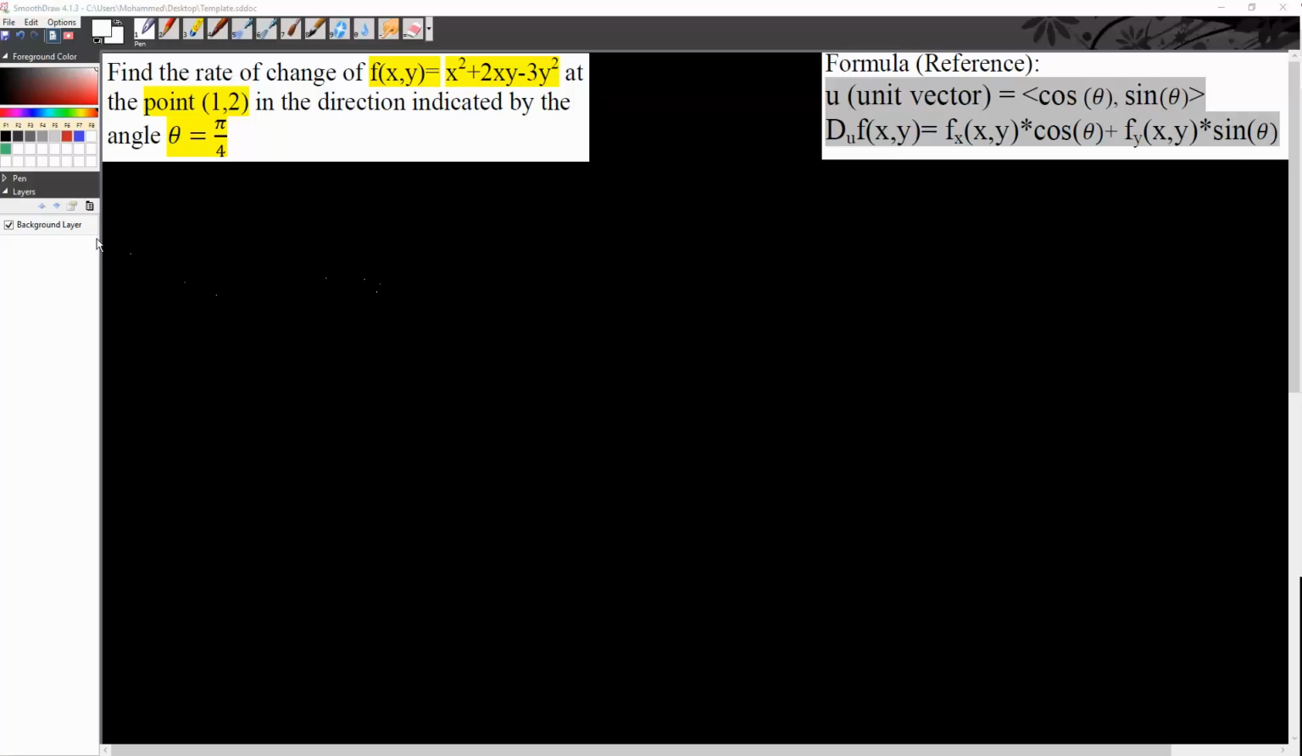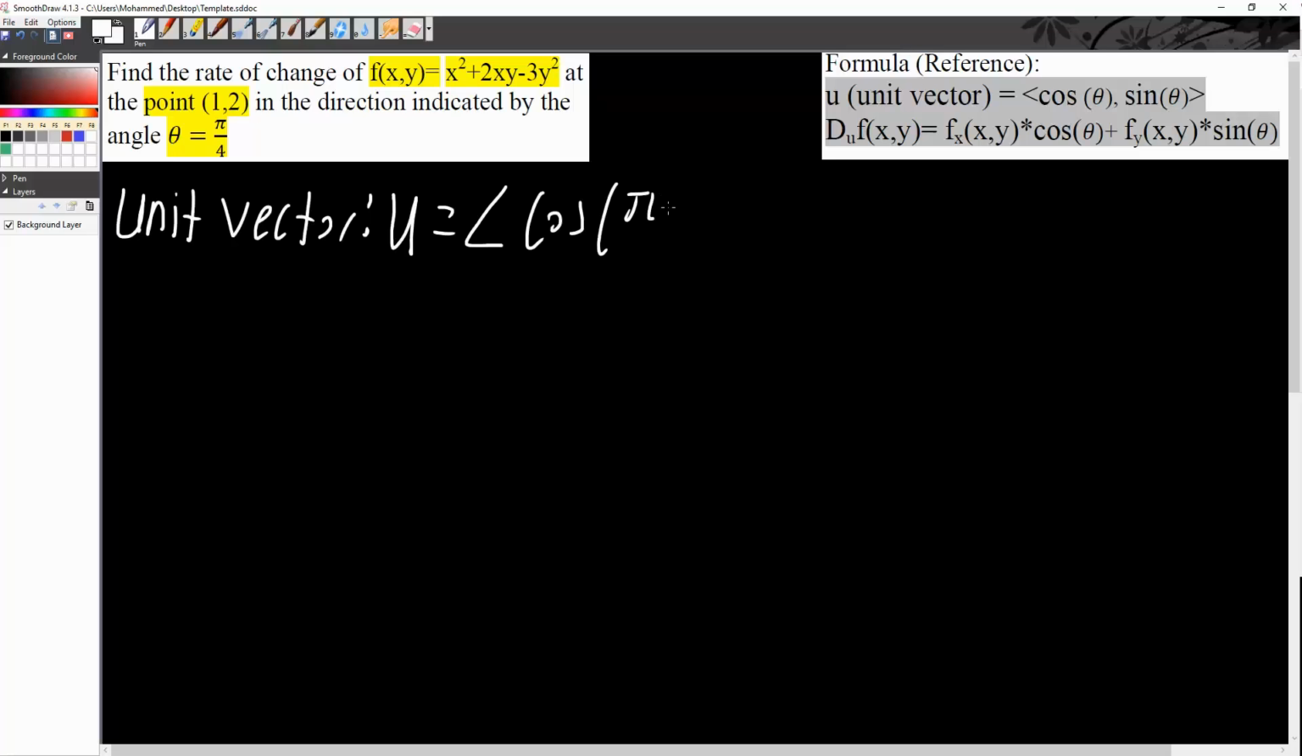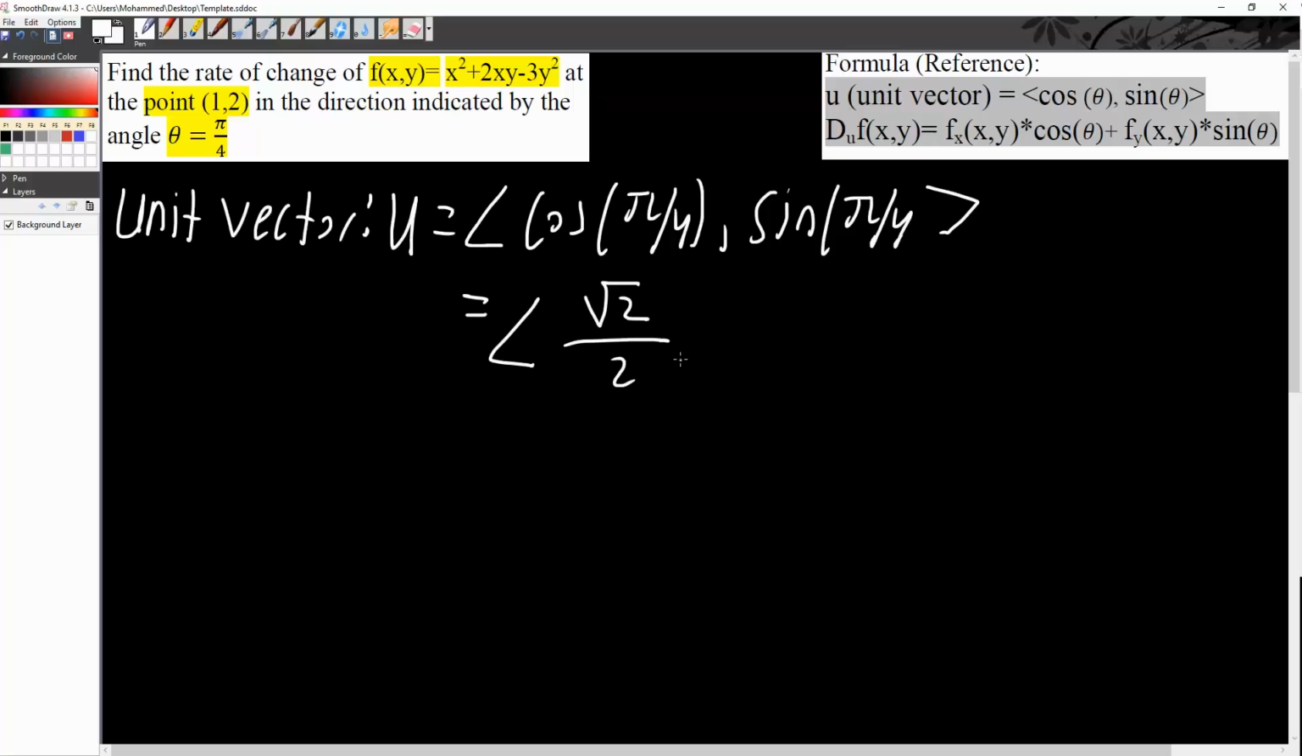The first thing we will do is get the unit vector. So we can say that u is equal to (cosine of pi divided by 4, sine of pi divided by 4), and so cosine of pi over 4 is equal to the square root of 2 divided by 2. Likewise, sine of pi divided by 4 is also square root of 2 divided by 2. So we got one thing. We so far got this and this.